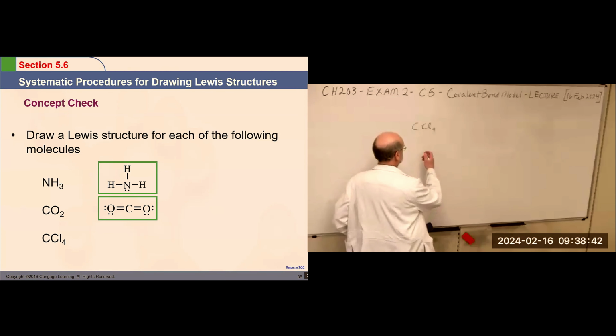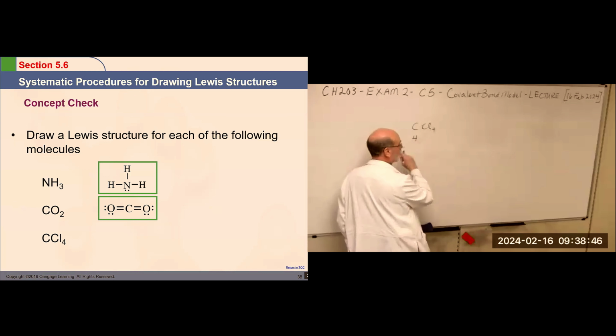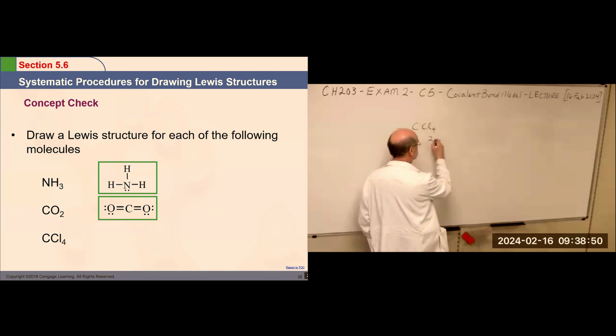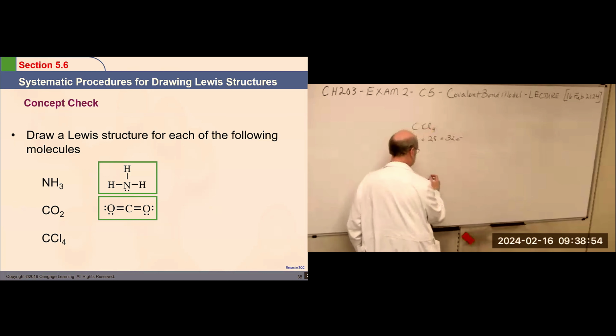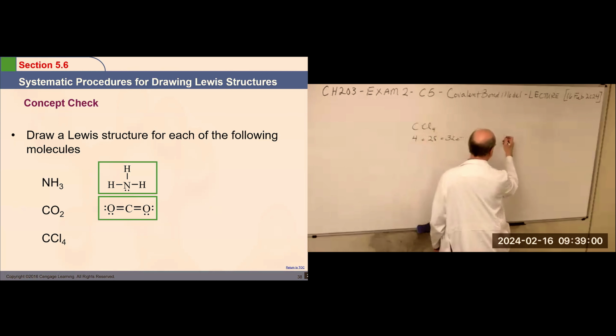Okay, structure. So carbon is in the fourth group. It has 4 electrons. Chlorine is a halogen. It has 7 each, right? 7 times 4 is 28. So that's 32 electrons. All right. Carbon goes in the middle. All right. It's far to the left of chlorine. So carbon goes in the middle, and then we form a single bond each with chlorine.